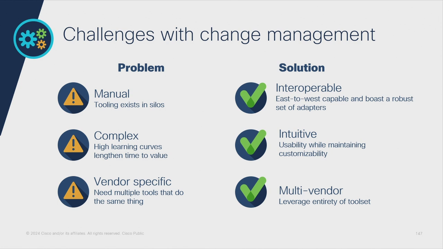So to begin with, change management remains manual, right? The automation space is composed of different products, which are all very good at what they're intended to do and what they're intended to automate. The gap is that they need to be manually linked, which is both time and resource intensive. So that gives us our first goalpost here, right? We need to be interoperable. We need to build something that's east to west capable and that has a robust set of adapters so that it's capable of stringing together any of the products or individual actors that you have that make up the entirety of your change management plan.